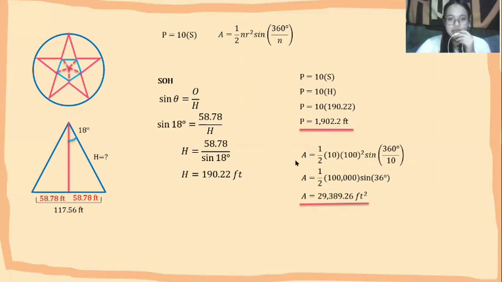And the area is 1/2 times 10, because the decagon has 10 sides, times 100 squared times sine 360 degrees over 10. Then area is equal to 1/2 times 100,000 times sine 36 degrees. And the area is equal to 29,389.26 feet squared. So this will be our area.